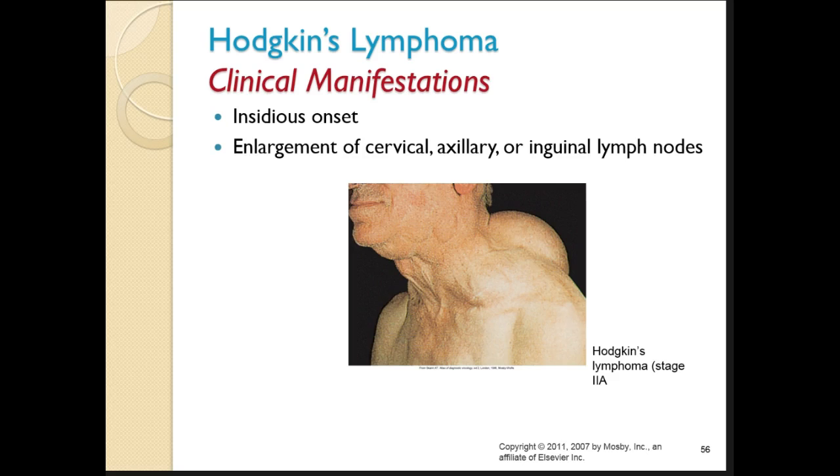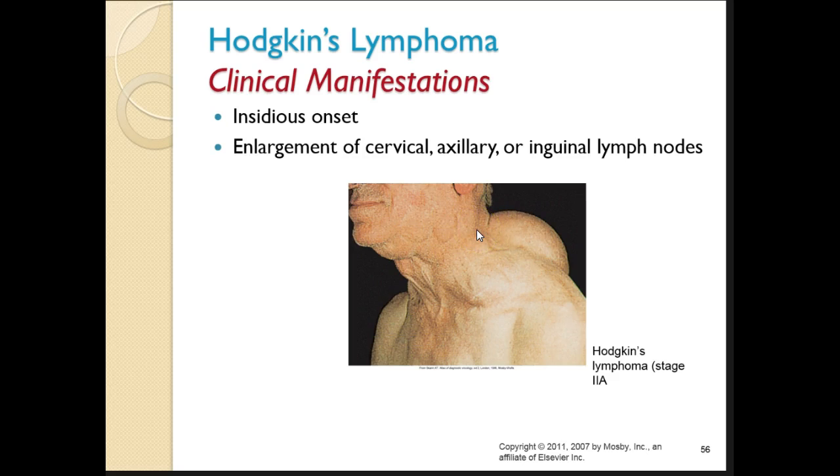And in this slide, you see the actual Hodgkin's lymphoma tumor. This is a mediastinal node mass, and it is the second most common location. As you see here, you can see the enlarged lymph nodes. You can see the one from the back of the neck.